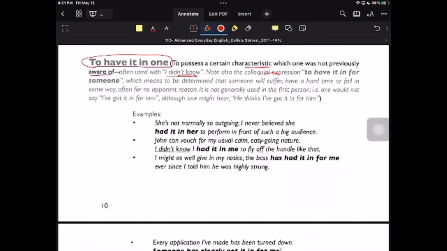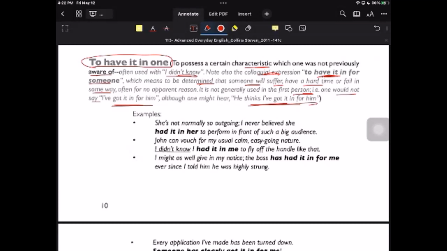Note also the colloquial expression to have it in for someone. To have it in for someone means to be determined that someone will suffer, have a harder time, or fail in some way, often for no apparent reason. It's generally used in the first person, meaning one would not say, I've got it in for him, although one might hear, he thinks I've got it in for him.